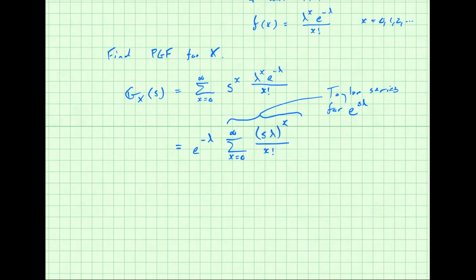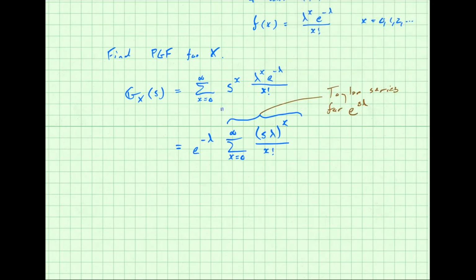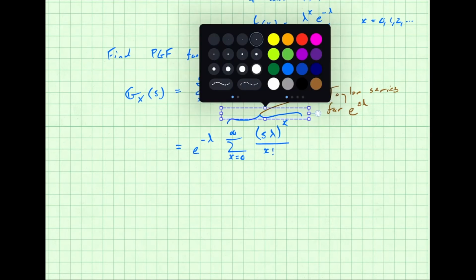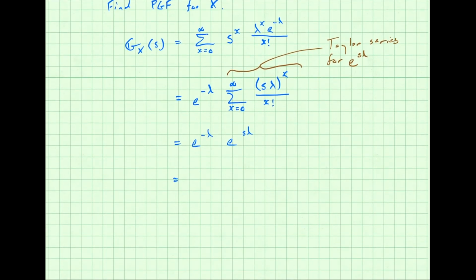So this is the Taylor series of the exponential e to the s lambda, and I'm just going to make use of that. So I got e to the minus lambda times e to the s lambda. Or in other words, this is e to the lambda times (s minus 1). And that's the answer. So this is how it goes when you first see these things.